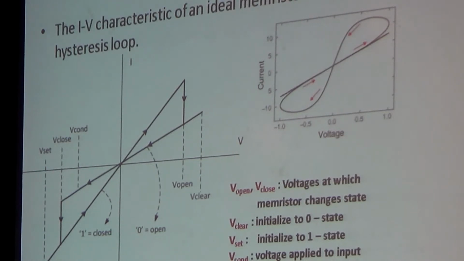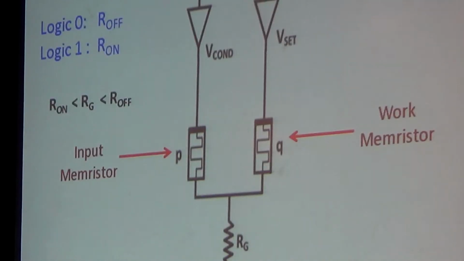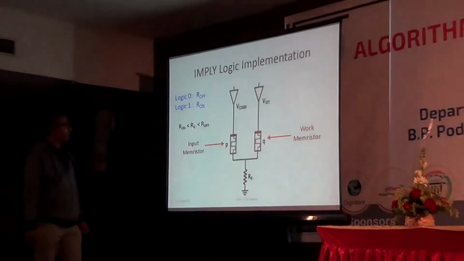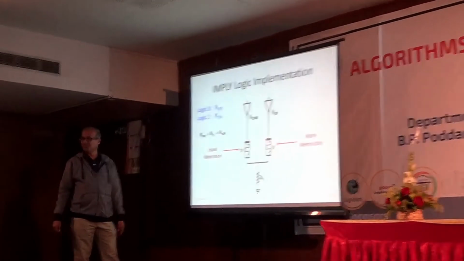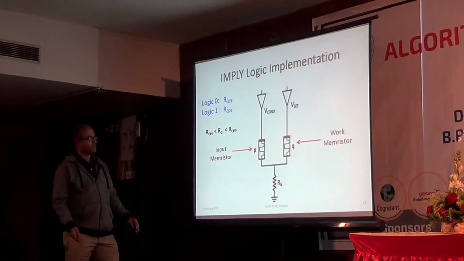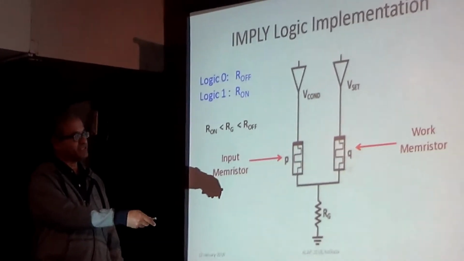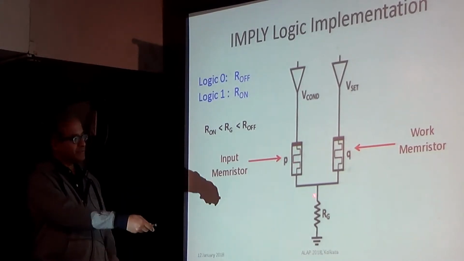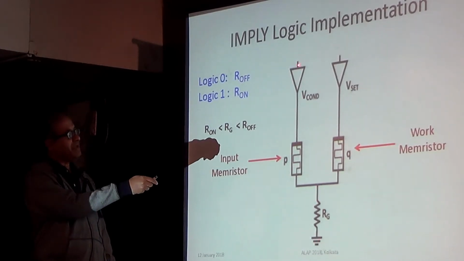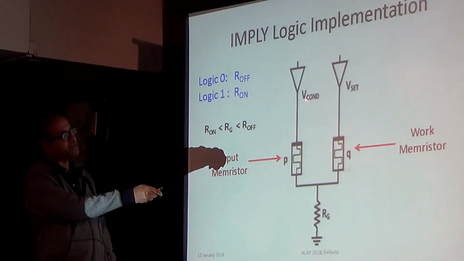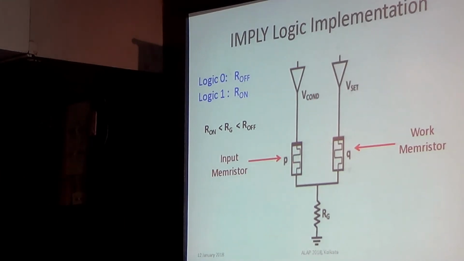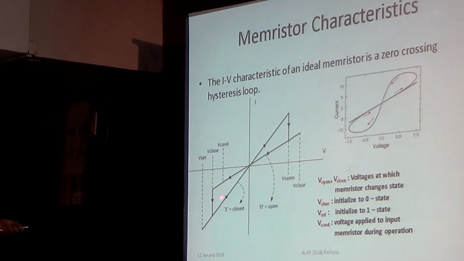Now you can use just a couple of memristors and a resistance to build an imply gate. Let's see how it works. The design is very simple. We simply use two memristors. There is a resistance to ground, and here we apply voltages V con and V set. You recall, V set is the voltage while you are changing it from off to on, and V con is some intermediate voltage.